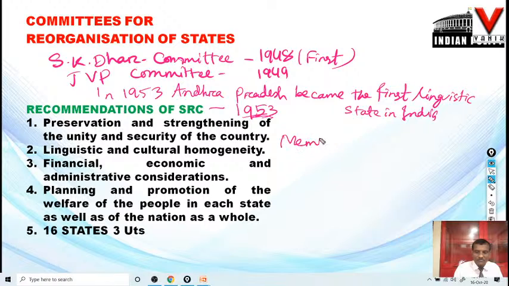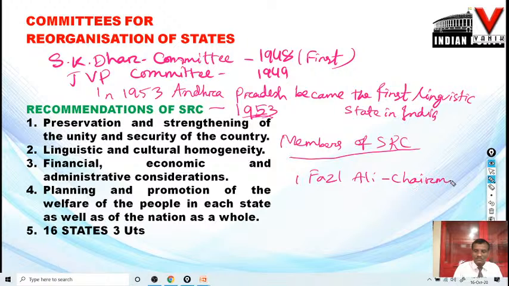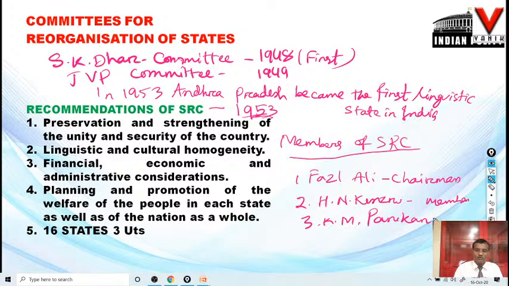Members of the SRC, the State Reorganization Commission, were Justice Fazal Ali, chairman, so it is called the Fazal Ali Commission. Then H.N. Kunzru, member. Then K.M. Panikkar, member. It submitted its report.